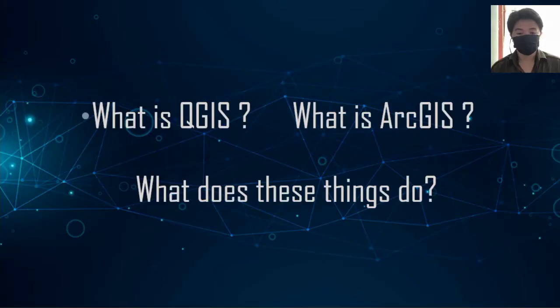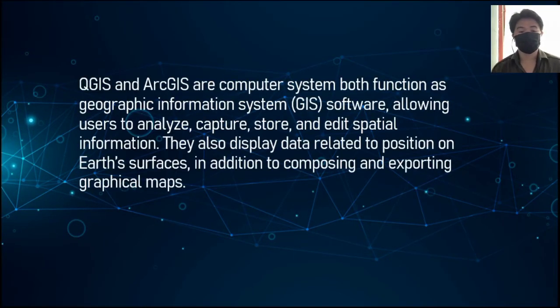Before I proceed to my topic, allow me to explain what QGIS and ArcGIS are. QGIS and ArcGIS are computer systems, both function as geographic information system or GIS software, allowing users to analyze, capture, store, and edit spatial information. They also display data related to position on Earth's surface, in addition to composing and exporting graphical maps by relating similarly unrelated data. These software can help individuals and organizations better understand spatial patterns and relationships. In short, ArcGIS and QGIS are both used for mapping spatial data.